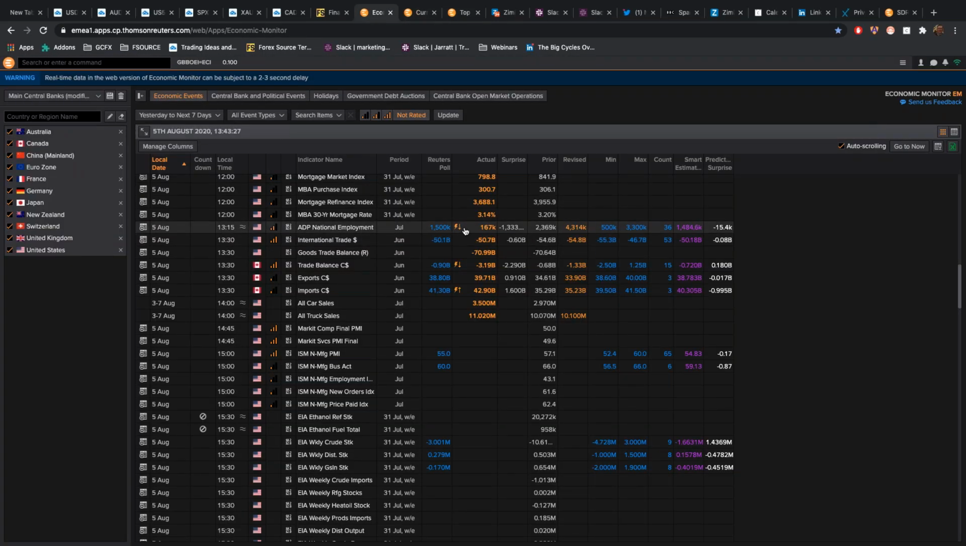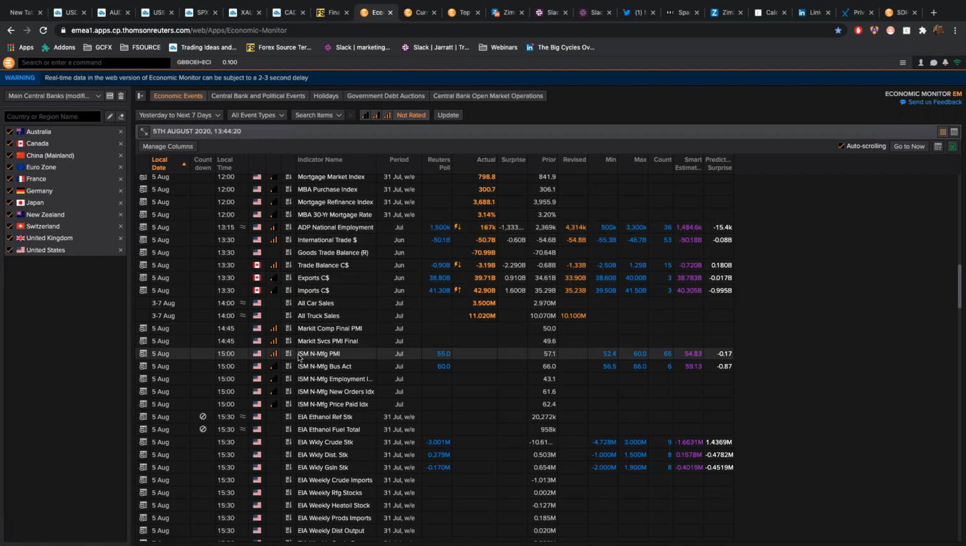Now looking at the ADP data, that is a disappointment, because there were some leaked rumors that President Trump had been saying there's a good jobs number on Friday. That kind of contradicts it a little bit. The fact that the national employment data has come in much lower than expected is negative for risk sentiment.